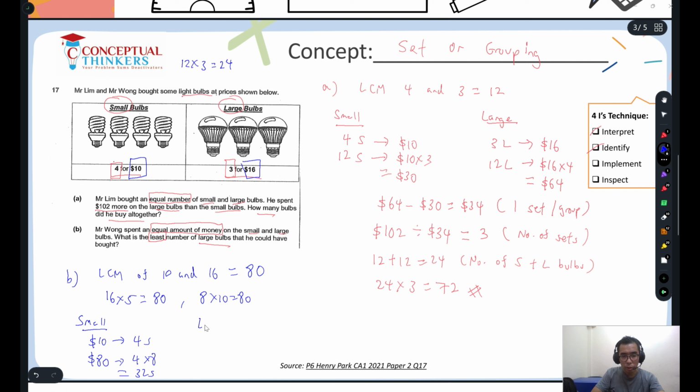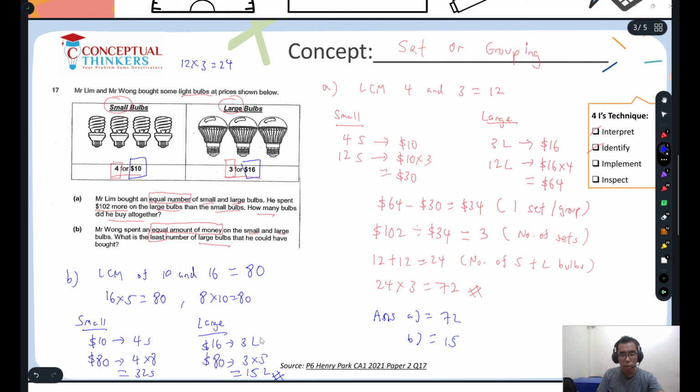Now if I look at the large, I know that $16 will give me 3 large. So if I want to get 80, that means I have to take 3 times 5. So I'm going to get 15 large. Now in this case, since they're only asking for the large, the answer for this question will be 15. So the answer for part A will be equal to 72. Now part B is equal to 15. That's how I will get the solution.